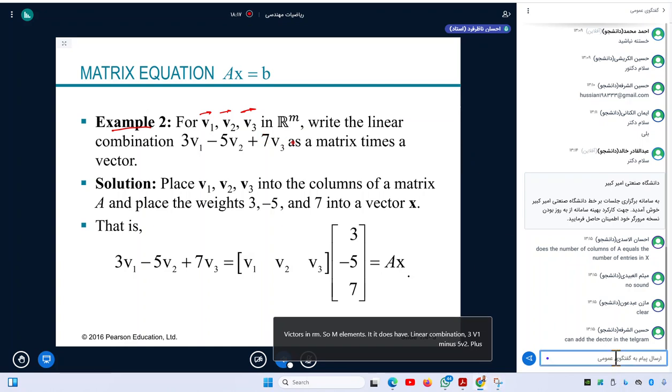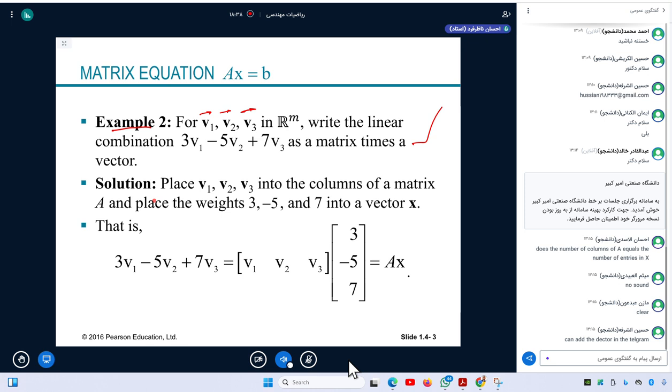2 plus 7v3 as a matrix times a vector. This is a very good example to exercise the point that I just mentioned. So place v1, v2, v3 in columns of a matrix A and place the weights 3, minus 5, and 7 into a vector. So this is the matrix. So each column is, for instance, v1 is the first column of the matrix. This is the second column and so forth. And these are the numbers, real numbers.